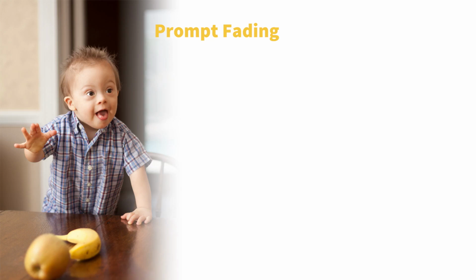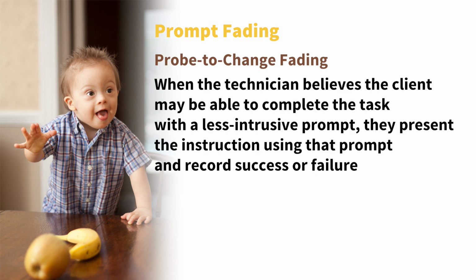The other method of fading is through using probes to assess the client's readiness for a prompt level change. In other words, when the technician believes the client may be able to complete the task with a less intrusive prompt, they simply present the instruction using that prompt and record success or failure. Typically, after about 3 probes, a decision is made. Either the client was successful and the less intrusive probe is now the norm, or the client was unsuccessful and the more intrusive prompt remains.